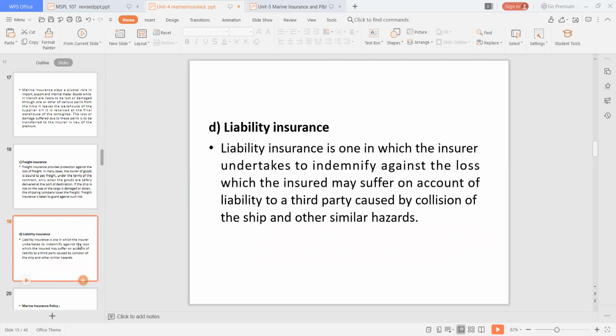Liability insurance is one in which the insurer undertakes to indemnify against the loss which the insured may suffer on account of liability to a third party caused by collision of the ship and other similar hazards. As you rightly said, collision and some of the hazards. Collision of the ship: liability insurance.